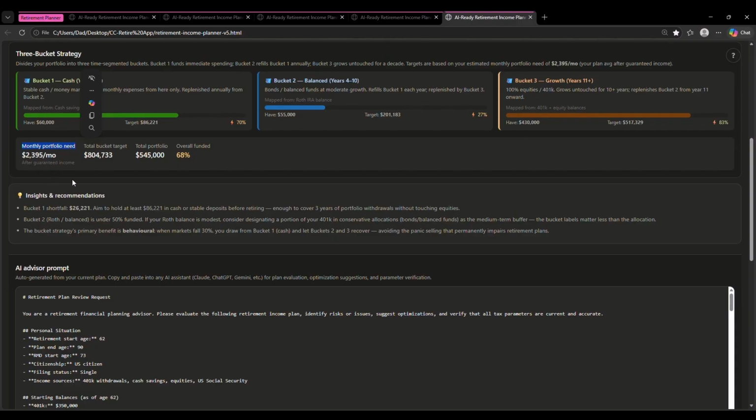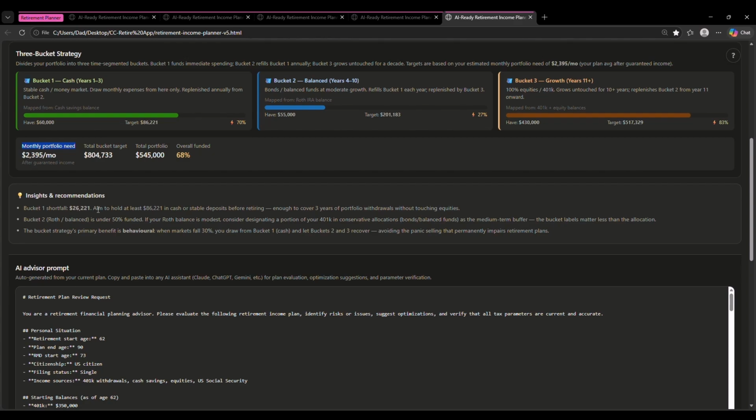Now that's a lot to take in, and it may be useful to study some of these strategies in a little more detail, but in order to help as much as possible, our retirement planner here does have these insights and recommendations. So it's not so important to have a deep understanding of this, because if we want to use this, we can go with the recommendations that our planner has given us. So it says that our bucket 1 shortfall is 26,221.